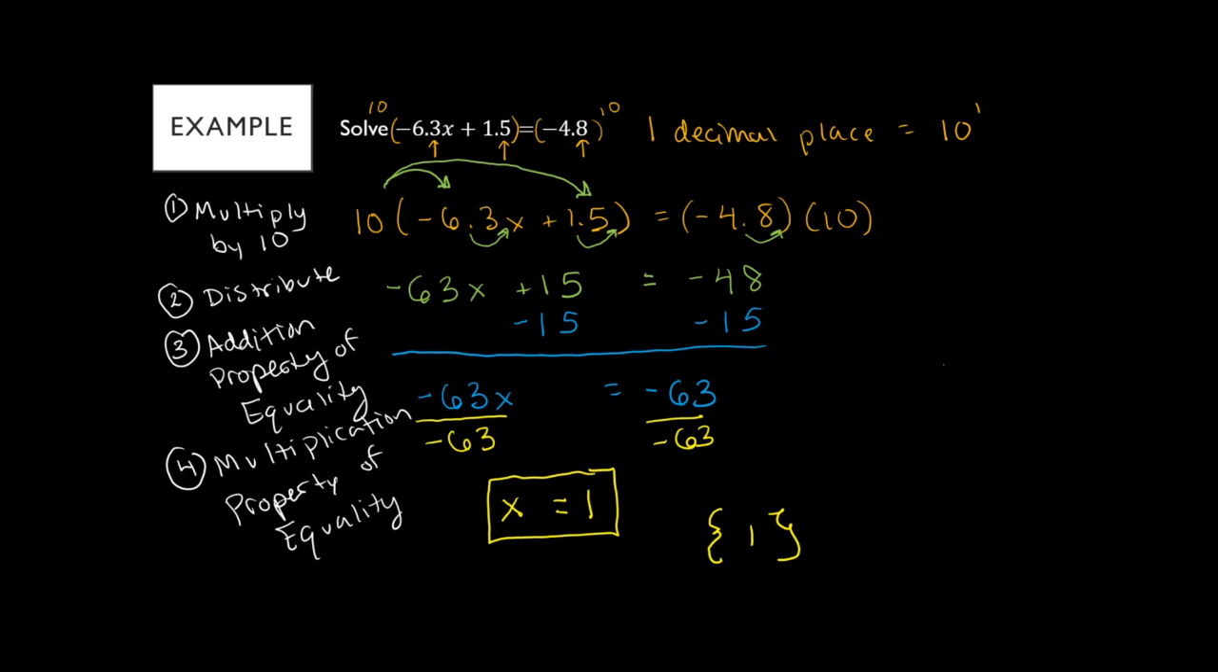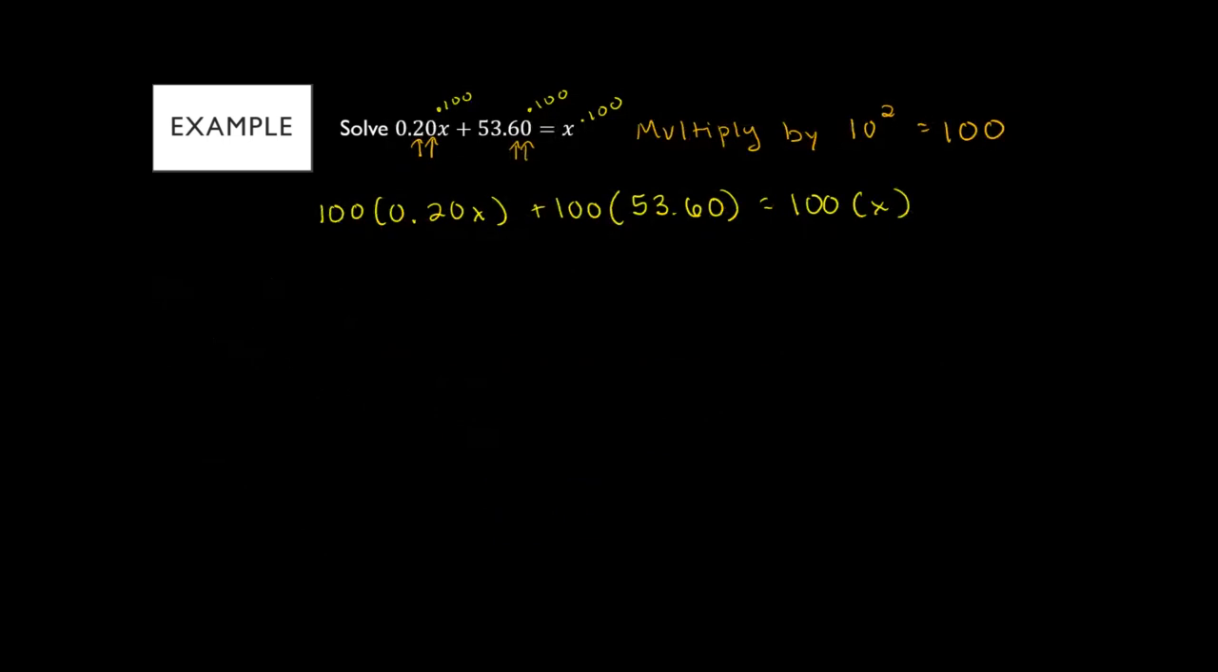So both ways are completely correct. You can choose which way to write this makes sense to you. But either way, you still basically have to multiply everything by 100. And so when we multiply by 100, that's two decimal places that gets moved because that's 10 to the 2. So that will give us 20x plus 5,360 equals, and then 100x. Because the 100 times x, I mean, there's no decimal place to move. You're just literally multiplying it by 100.